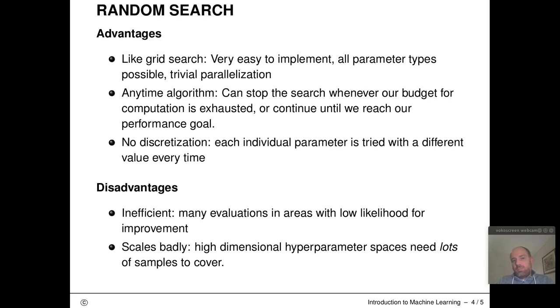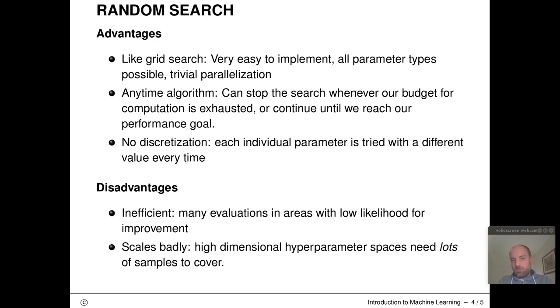It's super simple to implement. All parameter types are possible. You can do this for numerical stuff. You can do this for integer stuff. You can also sample uniformly from categorical parameters. I guess you can also make this work for hierarchical and dependent parameters, no problem. Again, because there is no dependence between the experiments, it's again embarrassingly parallel. It's trivial to parallelize.